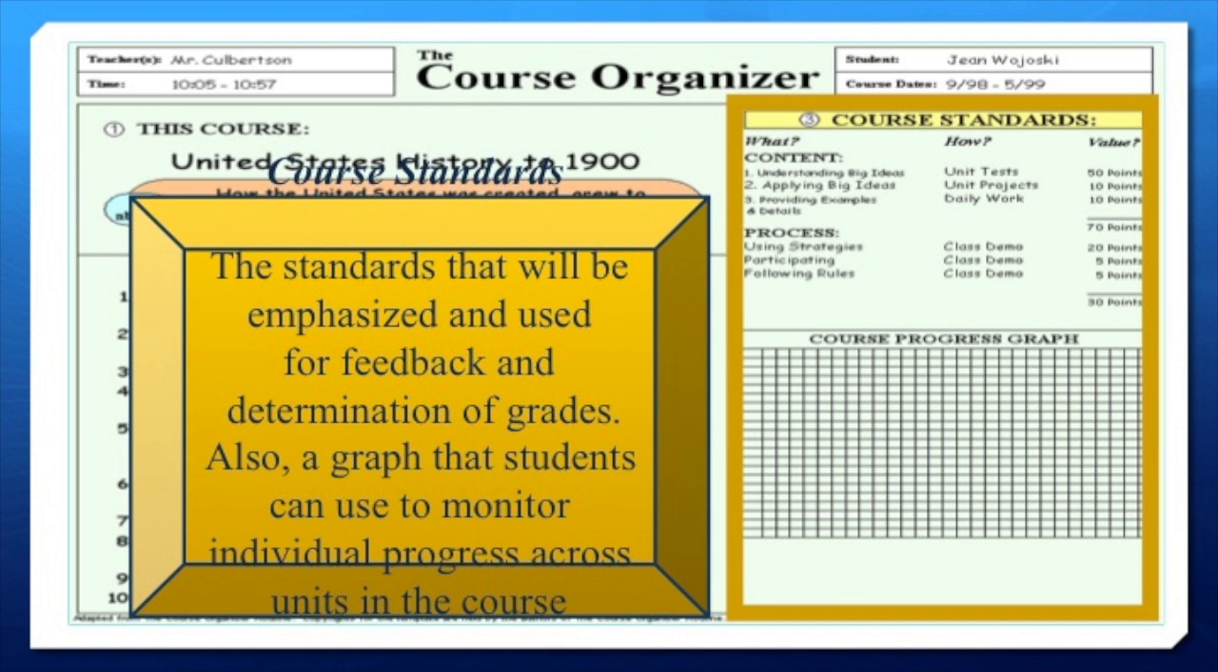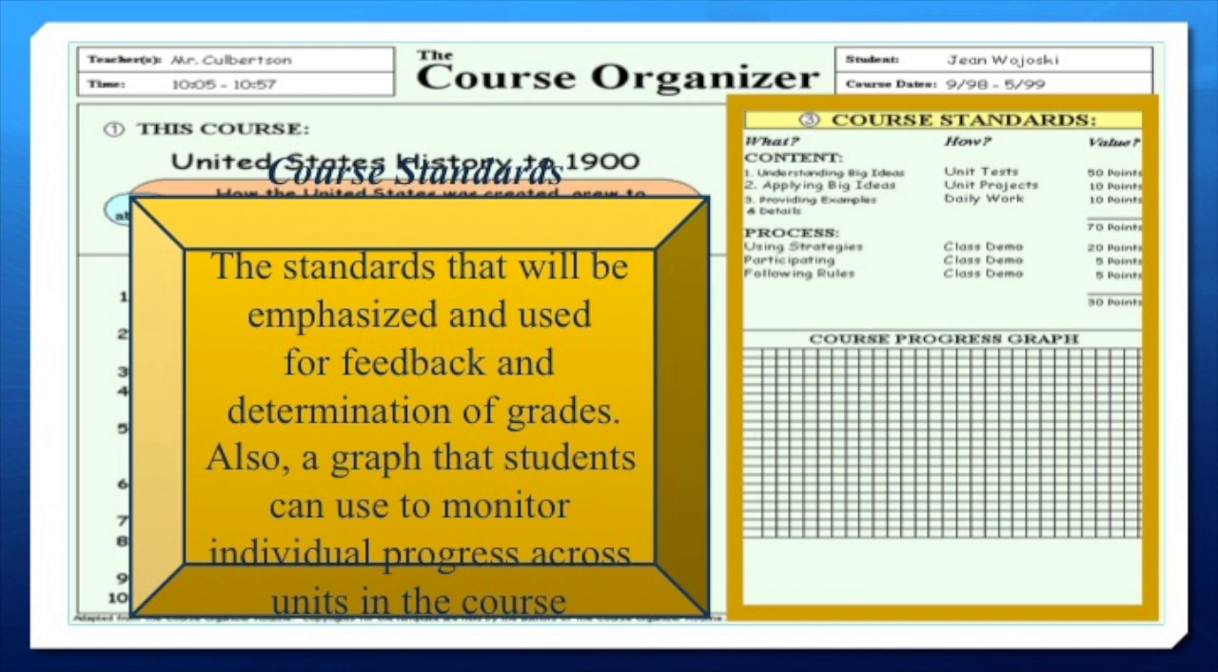Again, feel free to flip towards the back of your book. You can see how other teachers have used different content standards and different process standards. And you'll also notice in your course organizer workbook, towards the back there is an appendix that includes many content standards and process standards. Feel free to use any of those as you see fit for your course.